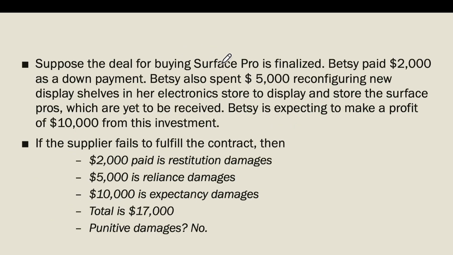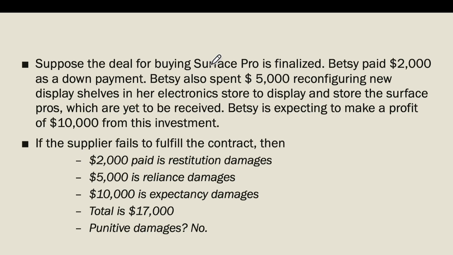Suppose the deal for buying Surface Pro is finalized. Betsy, the buyer, paid $2,000 as a down payment to the supplier. Betsy also spent $5,000 reconfiguring new display shelves in her electronics store to display and store the Surface Pros, which means she asked a carpenter to make some shelves, and Betsy paid $5,000 to the carpenter. Betsy is expecting to make a profit of $10,000 from this investment. If the supplier fails to provide this order, the supplier is responsible for not fulfilling this contract.